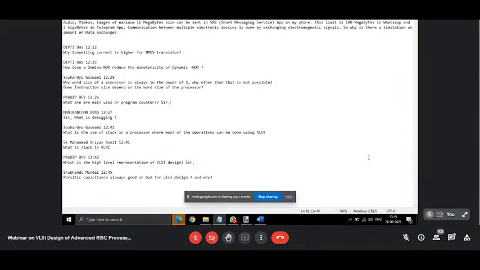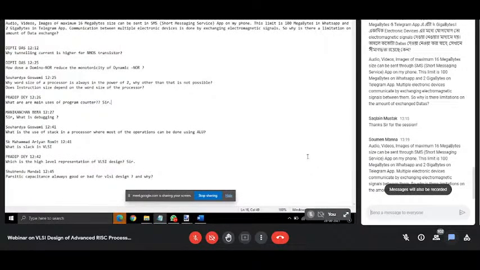Because the number of locations has to be a power of 2: 2, 4, 8, 16, 32, in that way. And the word size is typically in terms of bytes, and each byte means 8 bits. So 8 bits, 16 bit, 32 bit, in that way the words are basically given.